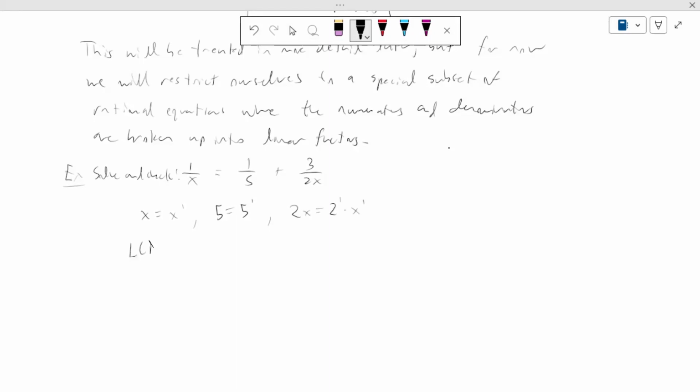So then your least common denominator is going to be 2 to some power times 5 to some power times x to some power. And remember that the power that we use, the exponent that we will use, is the highest powered exponent, right? So here, the highest powered exponent on x is 1, so it's going to be a 1 there. The highest powered exponent here on 5 is also 1, so it's a 1 there. Highest powered exponent here on 2 is 1, so it's going to be a 1 there. So then the least common denominator is going to be 10x, okay?